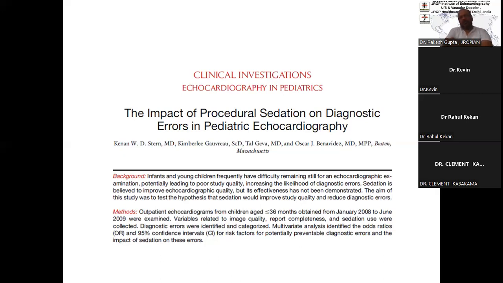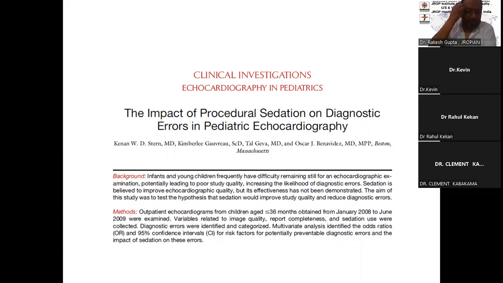So what we do, we give a time to the pediatric population, we call them at a time when the child is at sleeping time. We keep the child hungry for about 2 hours before our examinations. And then we give trichloral phosphate, 50 milligram per kg body weight, to achieve sedation. And during that time, once we give the drug, we always try to feed the child. And that's how we look at it.